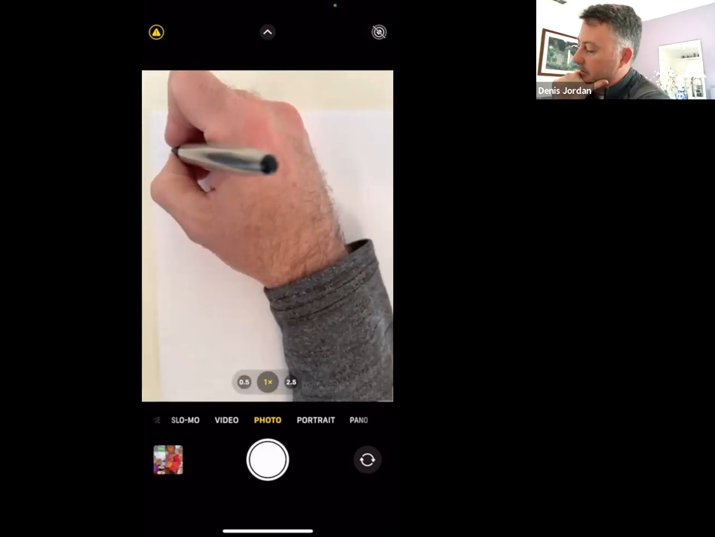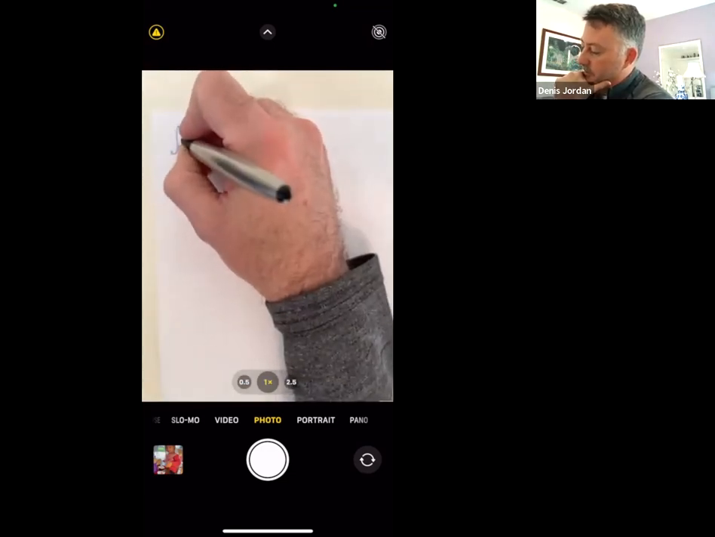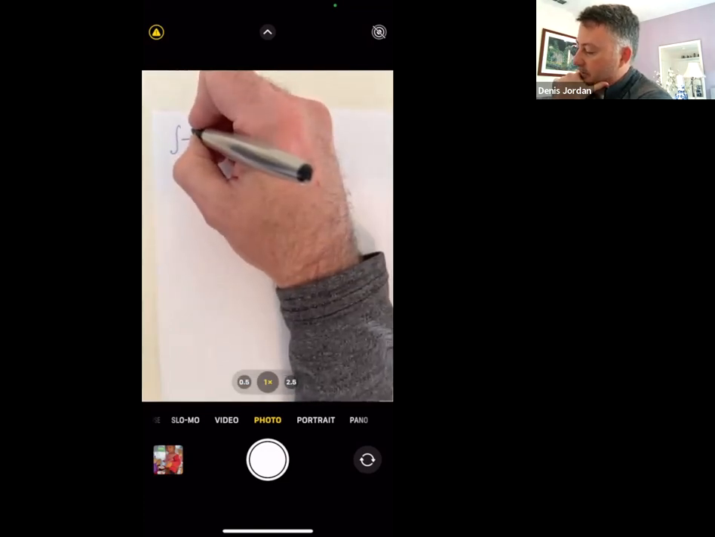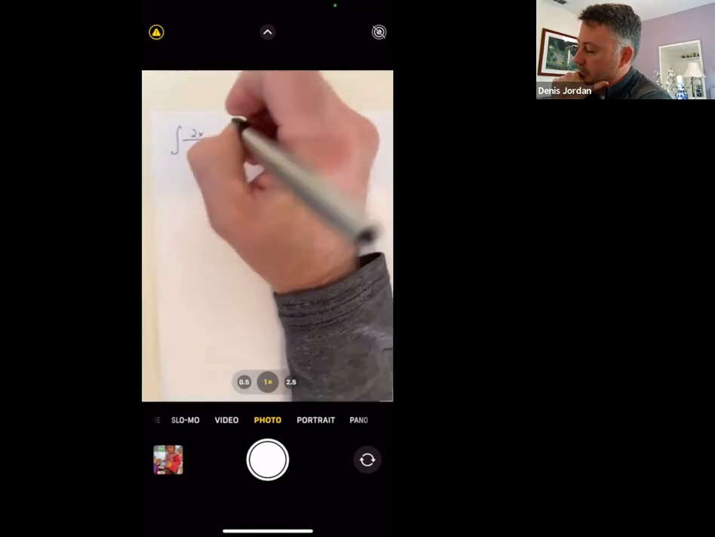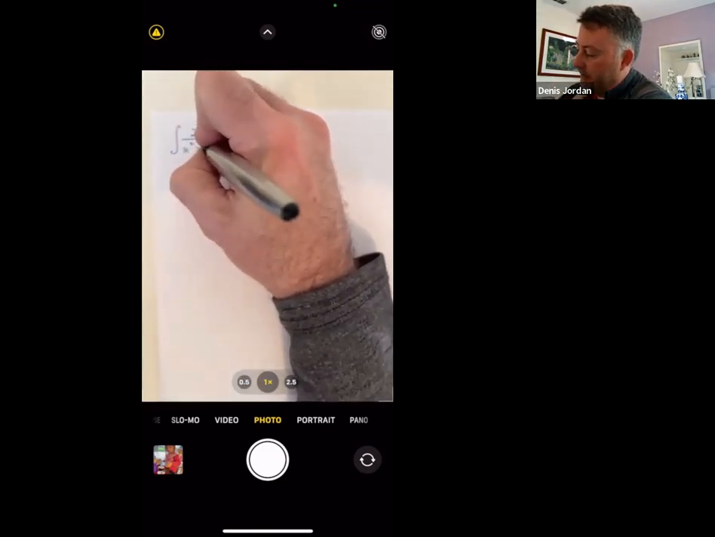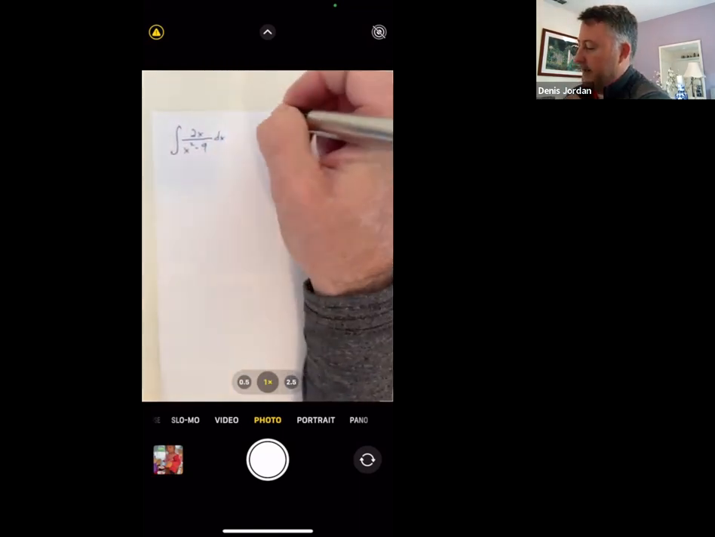Let's talk about this one. Let's take the integral of 2x all over x squared minus 9 dx.